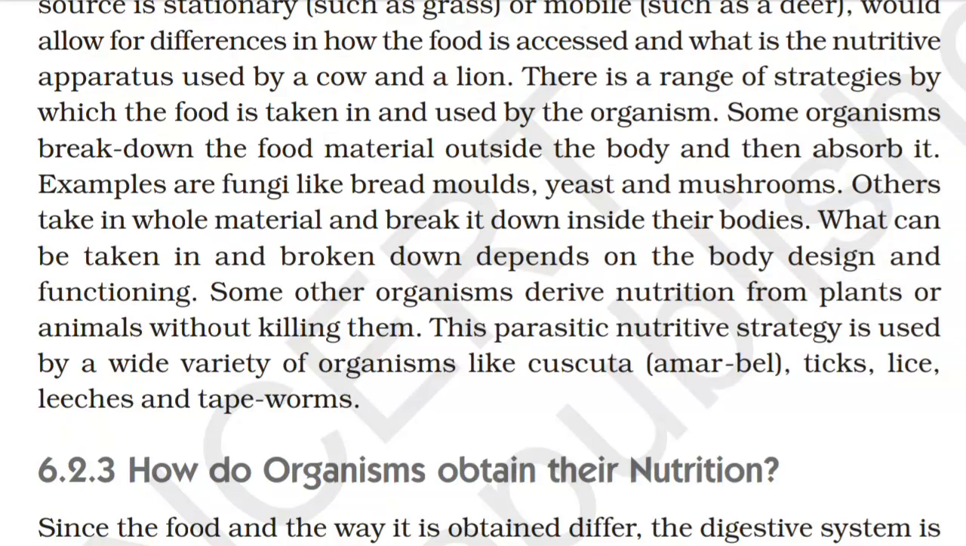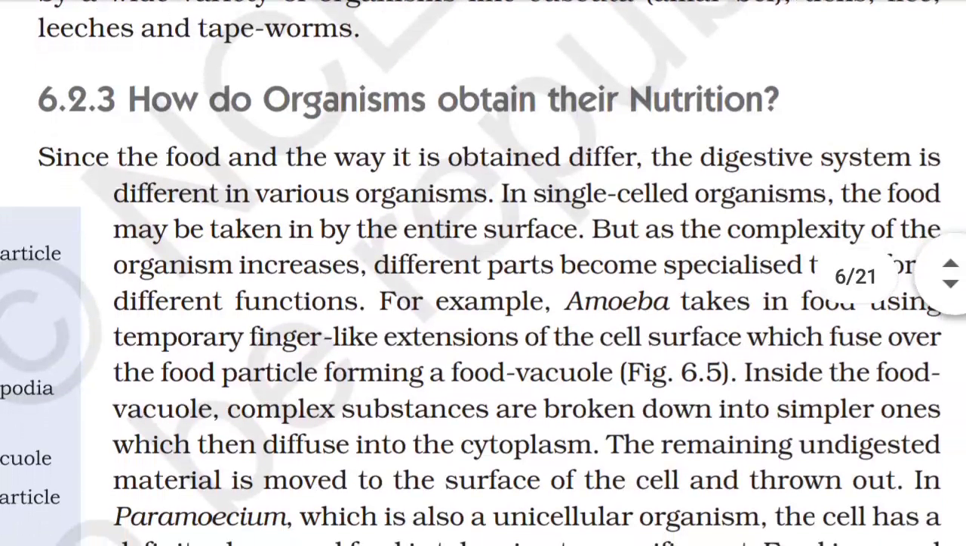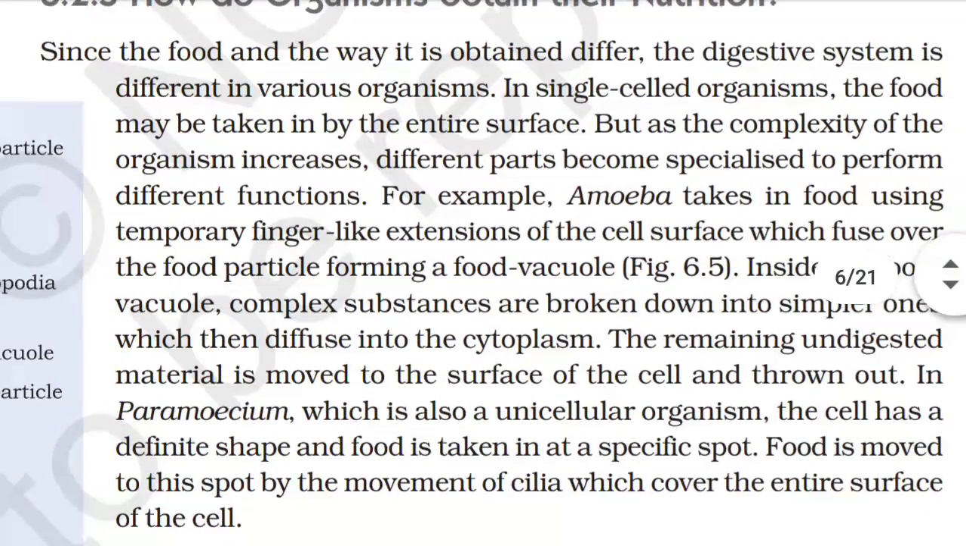Some other organisms derive nutrition from plants or animals without killing them. This parasitic nutritive strategy is used by a wide variety of organisms like Cuscuta amarbel, ticks, lice, leeches, and tapeworms. How do organisms obtain their nutrition? Since the food and the way it is obtained differ, the digestive system is different in various organisms.